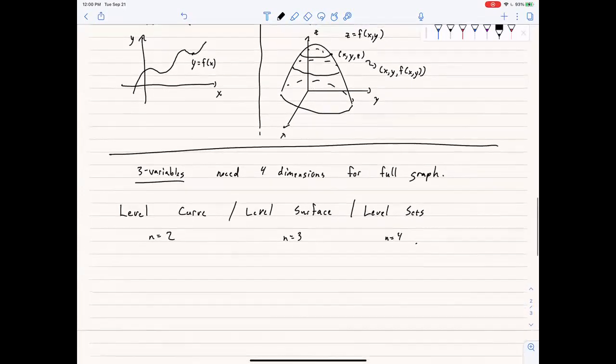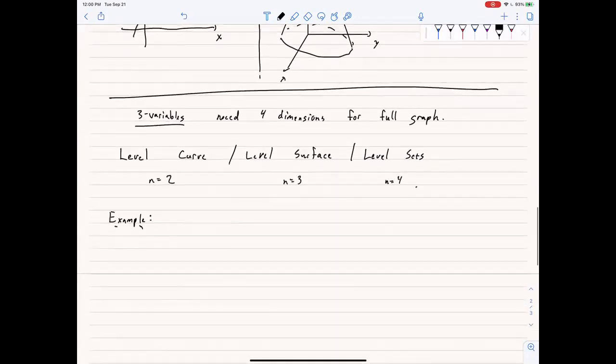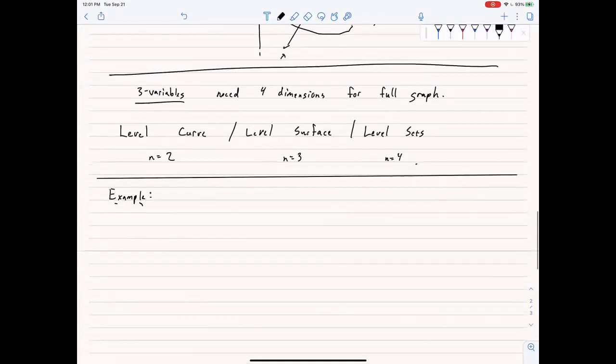All right, so what are these? Okay, well, let's take a look at an example. And again, everything will be by analogy with 2 dimensions, n equaling 2, but hopefully we'll have time to talk a little bit about how you can use this to see level surfaces and maybe get pictures of what 3-dimensional functions look like.